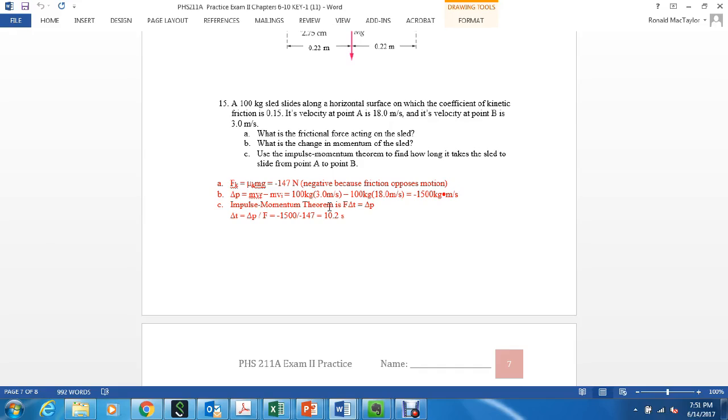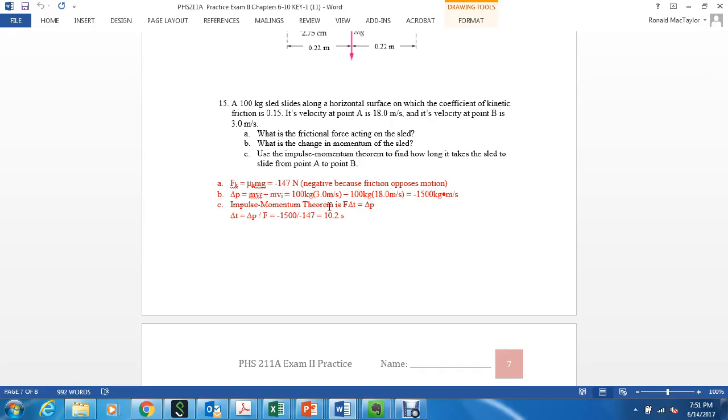Well, it's horizontal. It's a 100 kilogram sled. So I can figure out the normal force is going to be equal and opposite to the weight of the sled, 100 kilograms times 9.8 meters per second squared. And then I can figure out the friction because it's just coefficient of friction times the normal force. Friction will oppose motion, so I'll just call it a negative value. I can also separately figure out the change in momentum. I have the mass of the sled and I have the change in velocity of the sled. So I can figure out that its change in momentum is negative 1,500 kilograms times meters per second.